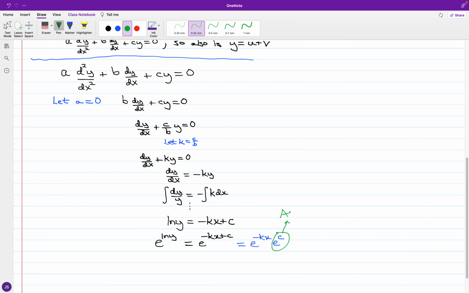And we'll say that we will have a to be equal to e to the c, on the basis that we have the flexibility to say that a constant times a constant is equal to a constant. So in this case, you have a times e to the negative kx. And again we have e to the natural logarithm of y, so this will go to y.